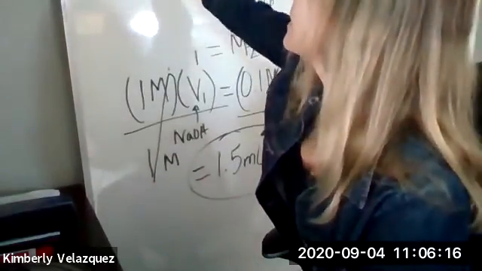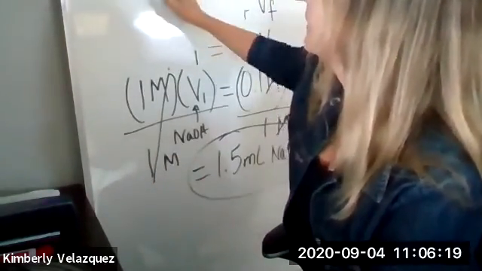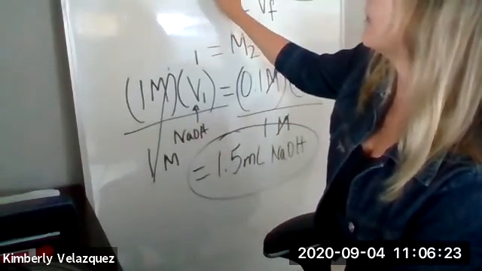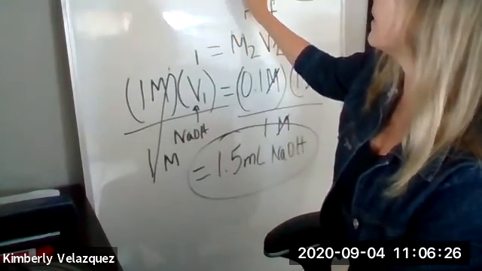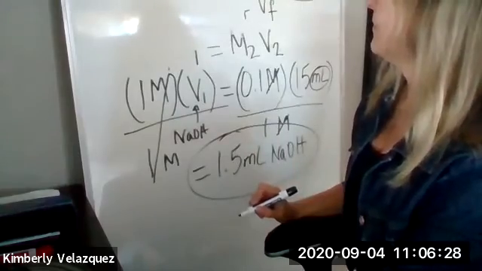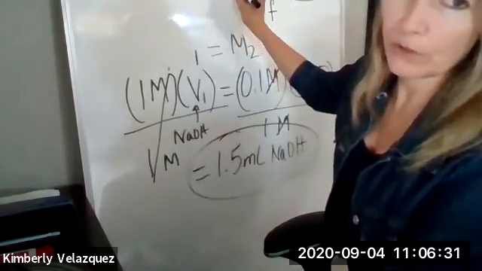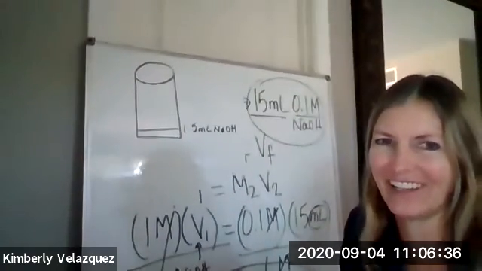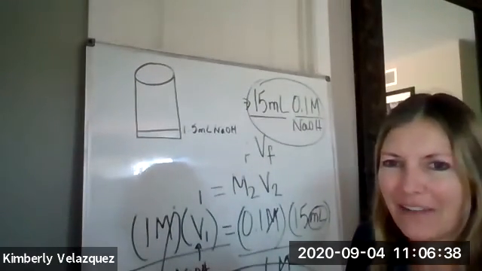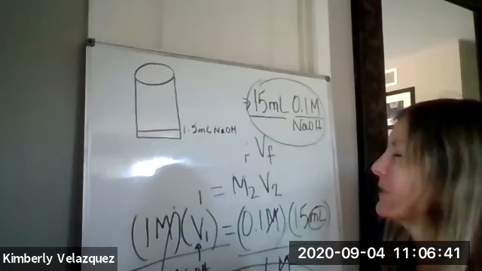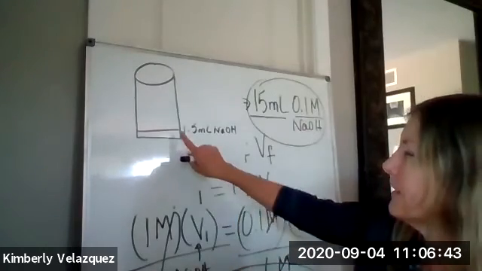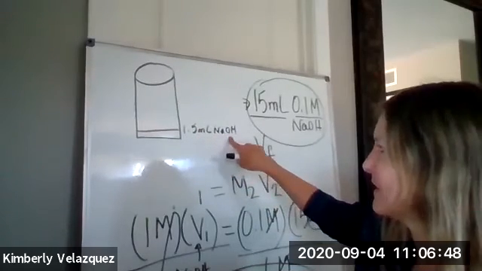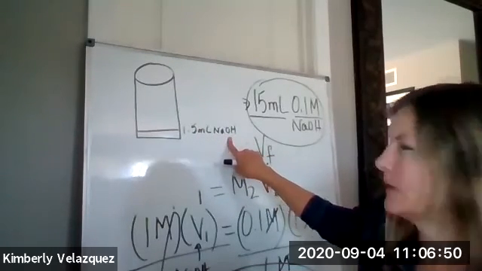is, here's our container. We're going to add 1.5 milliliters of sodium hydroxide into our container. And this is our 1 molar sodium hydroxide. Let me try that again. Okay, here's our container. 1.5 milliliters of sodium hydroxide is what we've calculated that we need to add.